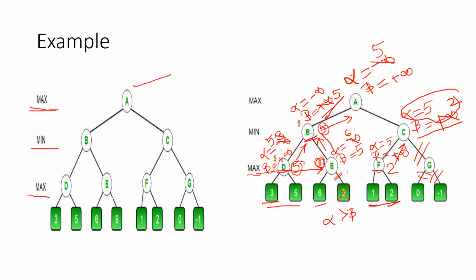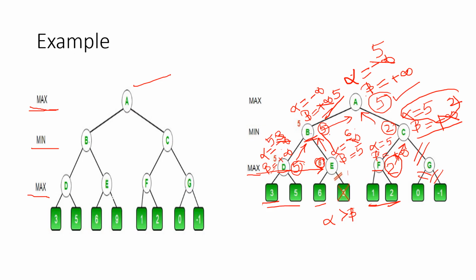Here we have only 2 as the min max value. So at node C also the min max value will be 2. So here it is 2 and B has 5. A is the max node, so it will select the maximum value, either 5 or 2. The min max value 5 is the maximum. This is the max node, it will select the maximum. So 5 is the min max value.